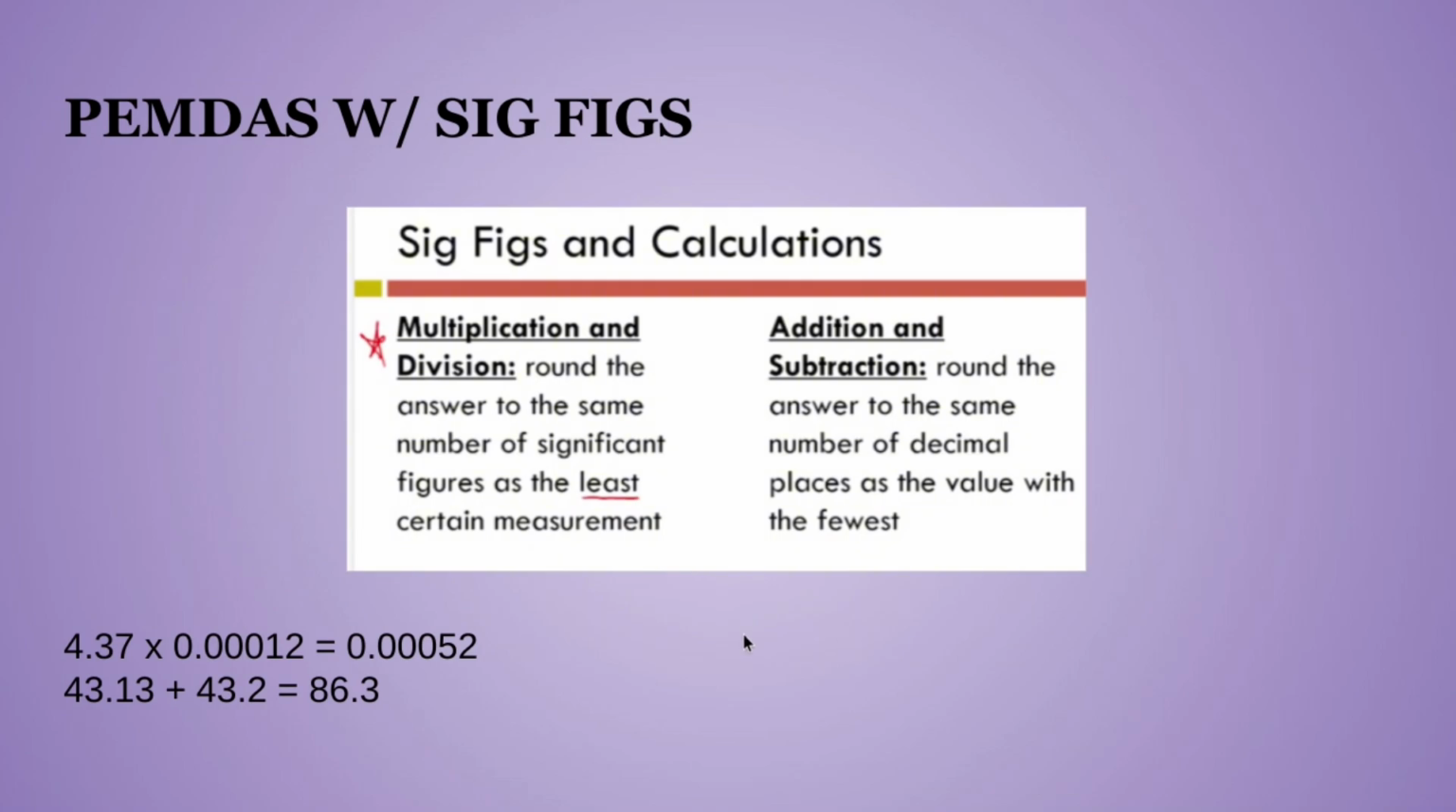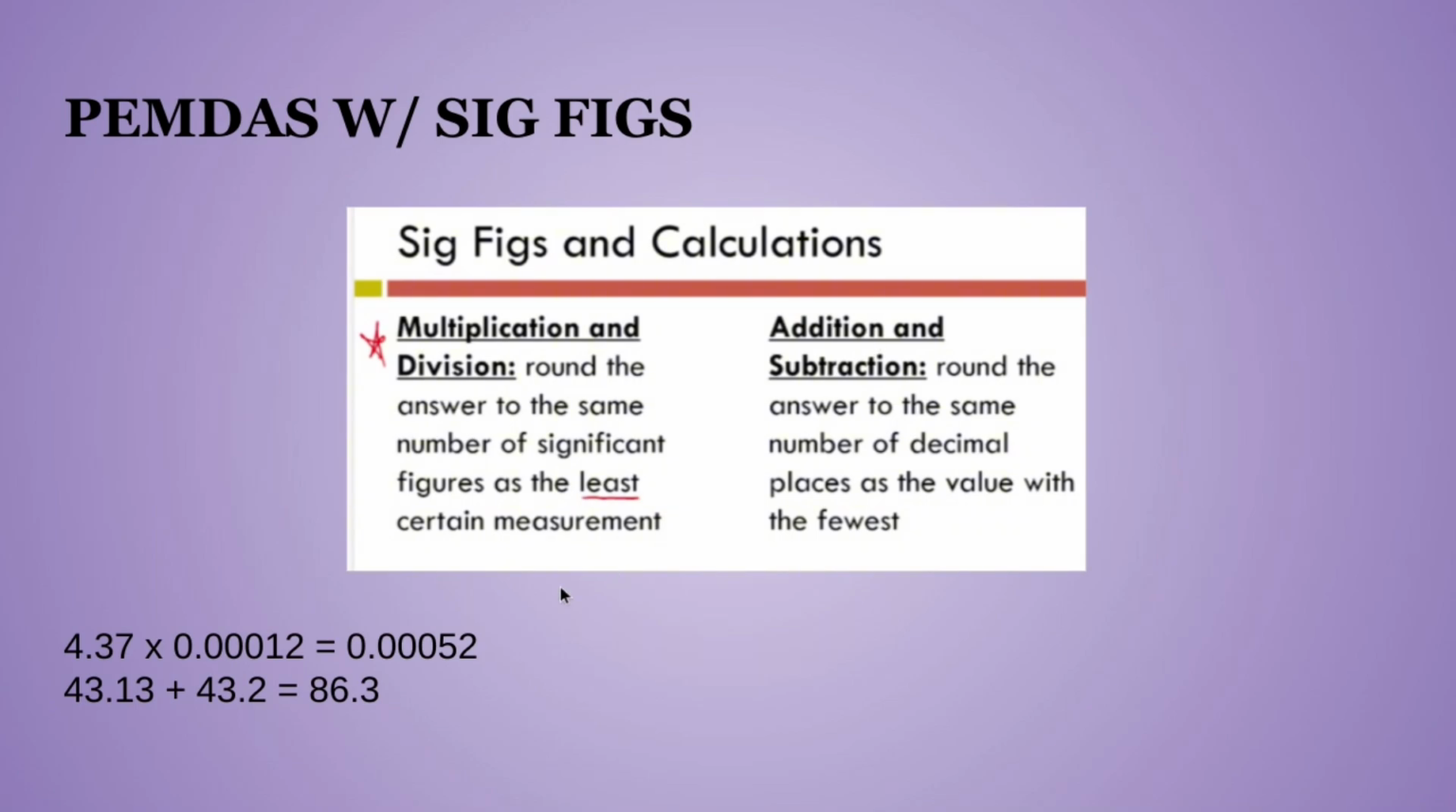A really important concept in chemistry is knowing how to do calculations with significant figures. So, PEMDAS: multiplication, division, addition, and subtraction. How do you add and subtract with significant figures? Adding and subtracting is a little easier. You take the 2 numbers that you are adding or subtracting, take the number with the least amount of decimal places, and carry that onto your answer.